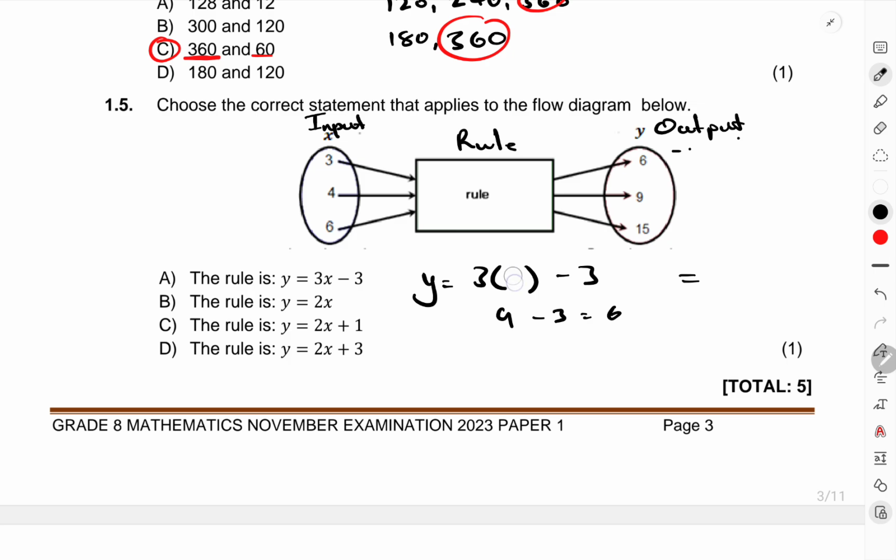Now, let me see if I substitute the second input value, am I going to get 9? It means on the rule, when I substitute the input value of 4, the output value has to be 9. So wherever I see x, I'm going to substitute 4. I'm going to have 12 minus 3. And what is 12 minus 3? 9. Therefore, the first option is still correct. Now, let me confirm with the last one, which is positive 6. Now, let me substitute 6 here. What is 6 multiplied by 3? It is going to be 18. 18 minus 3, I'm going to get 15. Meaning the correct rule for my flow diagram has to be option A.